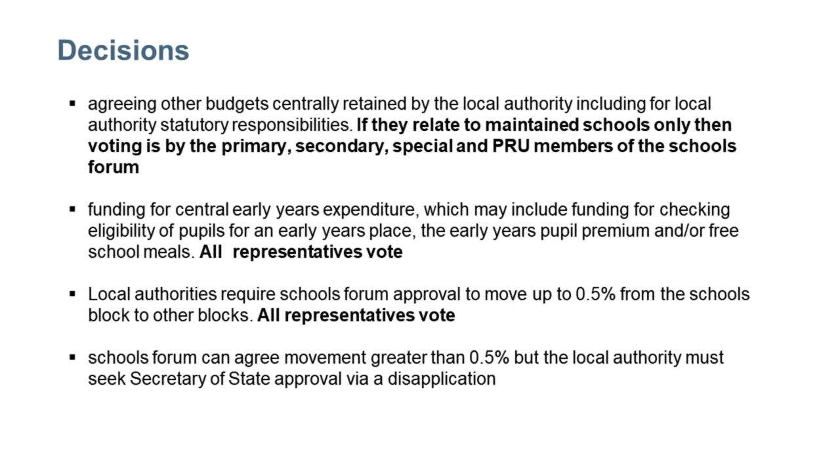Local authorities require schools forum approval in order to move up to 0.5% from the schools block to other blocks, and again, all representatives vote. Schools forum can agree movement for greater than 0.5%, but the local authority must seek Secretary of State approval via a disapplication.